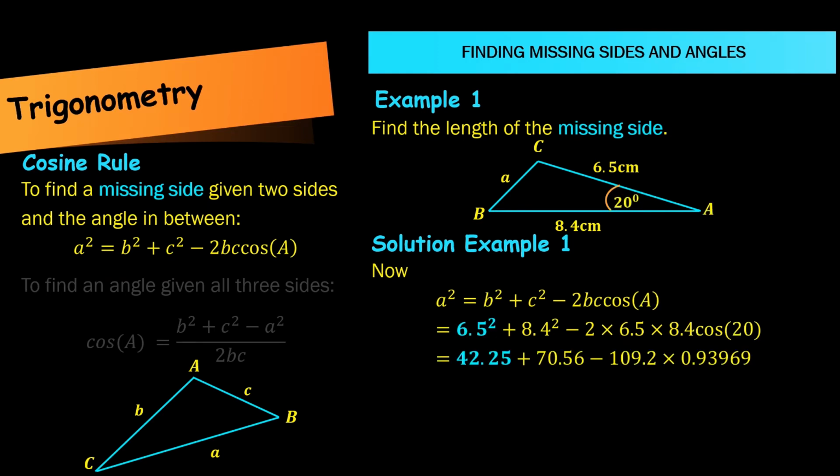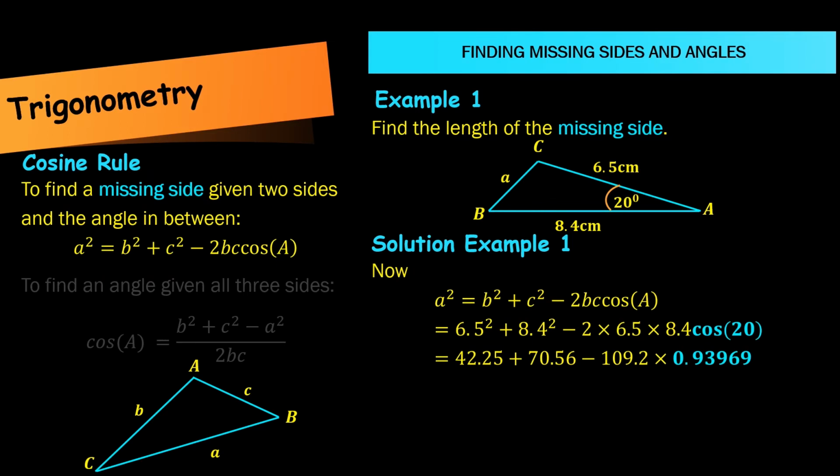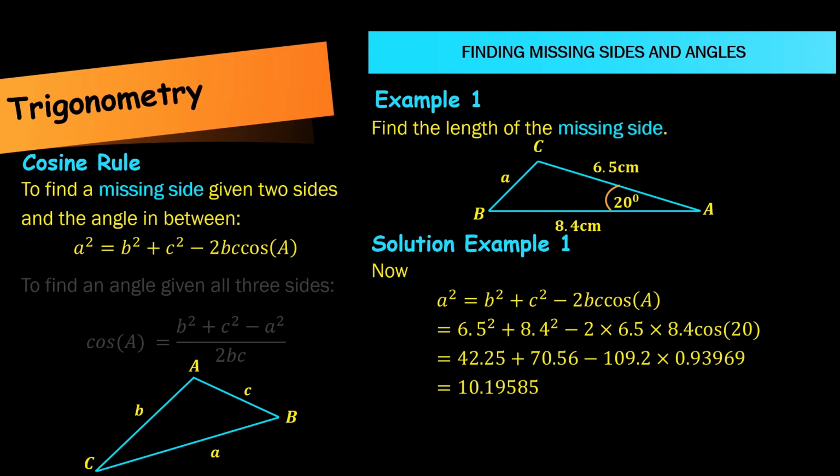Calculating gives us 42.25 plus 70.56 minus 109.2 times 0.93969, to give us that a squared equals 10.19585. And therefore square rooting gives us that a is equal to 3.2 centimeters to 1 decimal place.